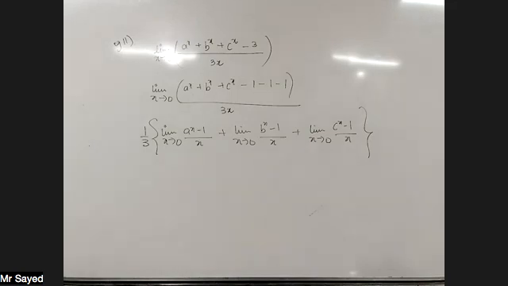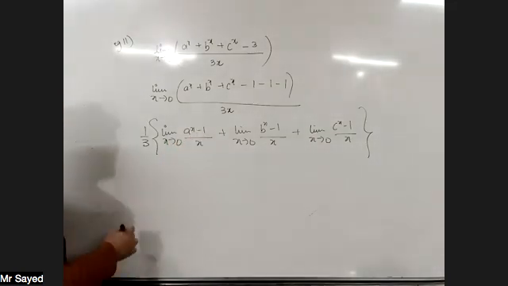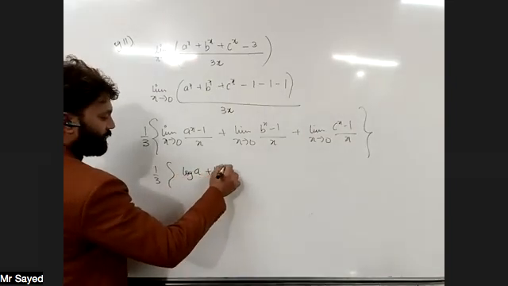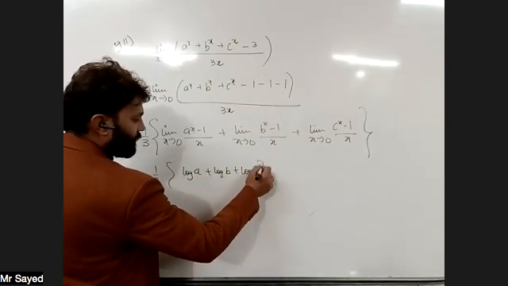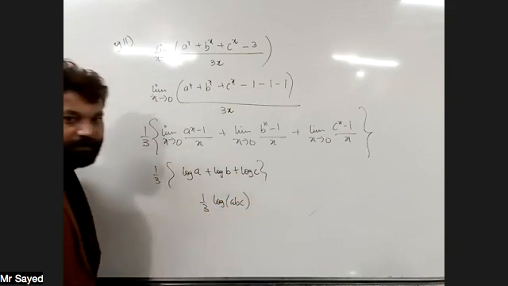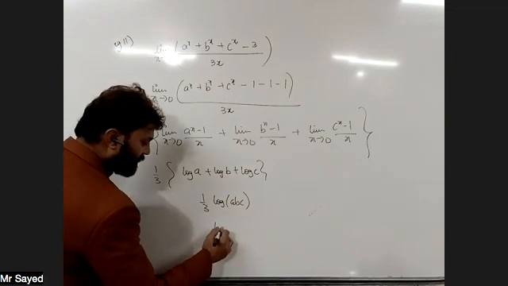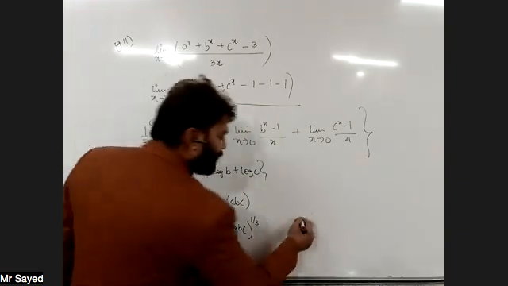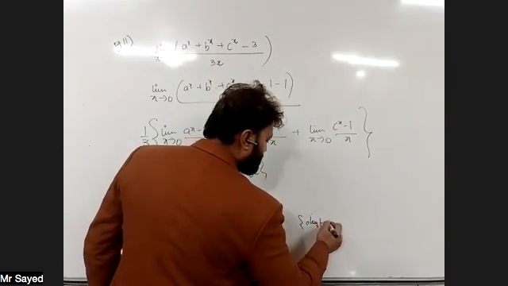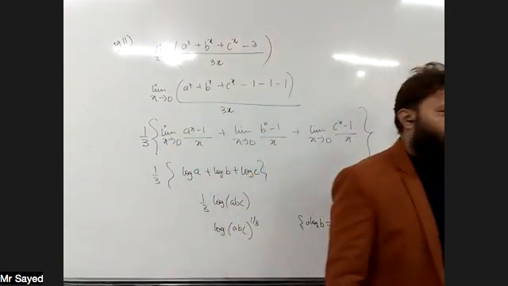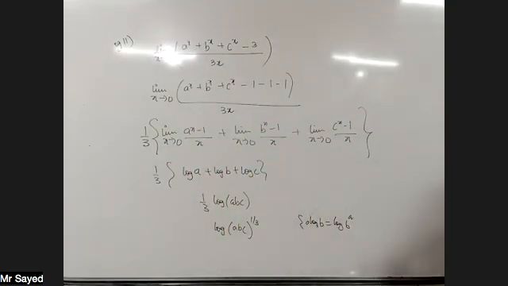Clear to all? Now, what is a to the power x minus 1 upon x? Log a. This will be log a plus log b plus log c. We can write it as log abc. We can even write it as log (abc) to the power 1 upon 3, using the formula that a log b is actually equal to log b to the power a. Followed? Clear?